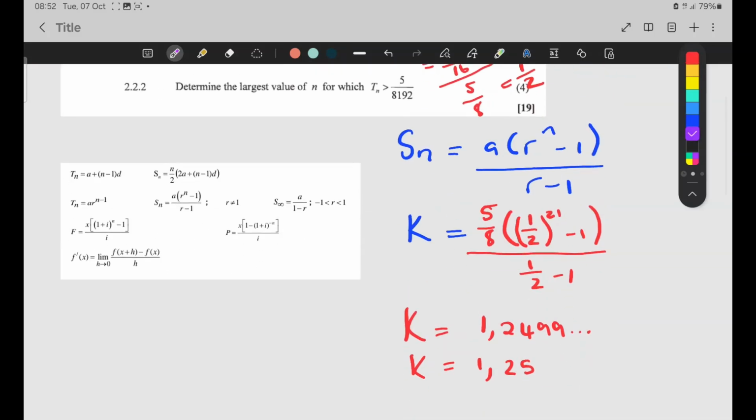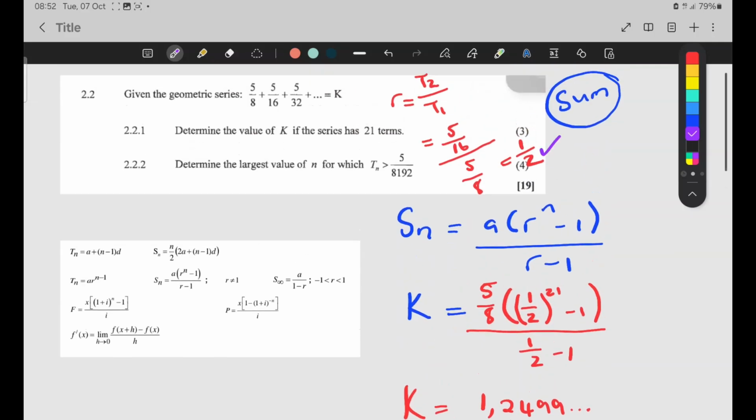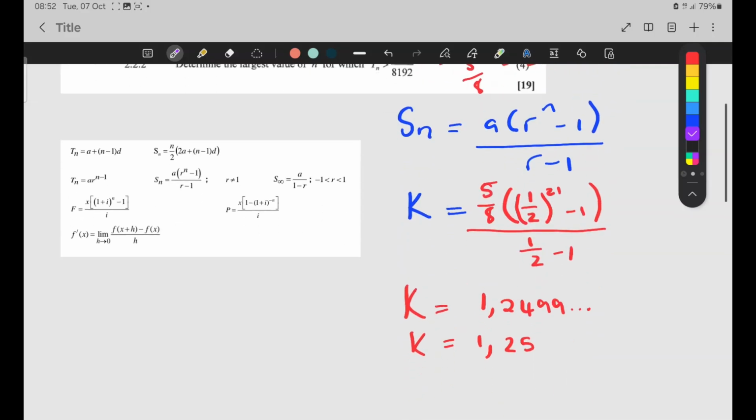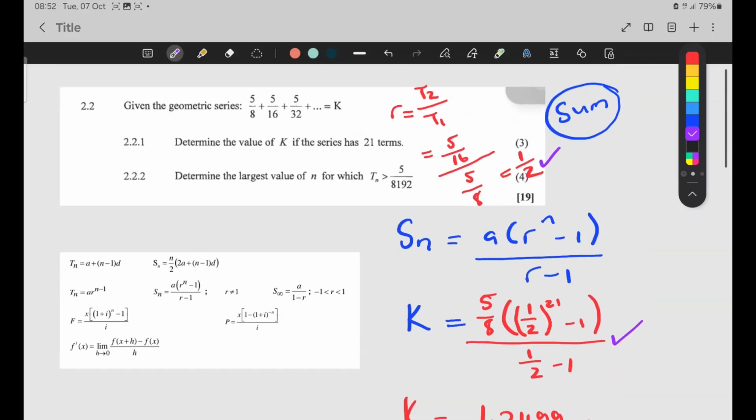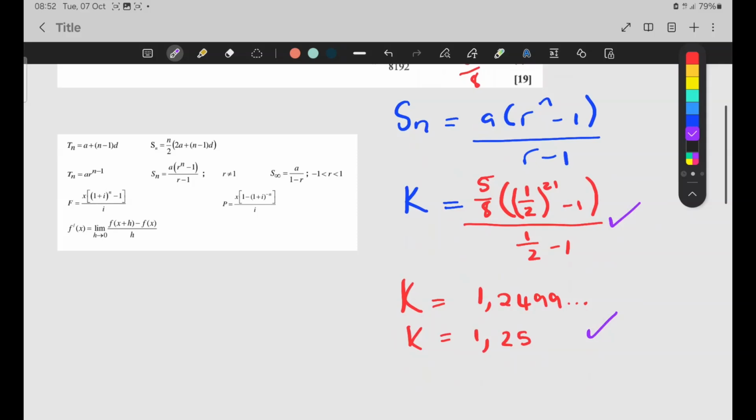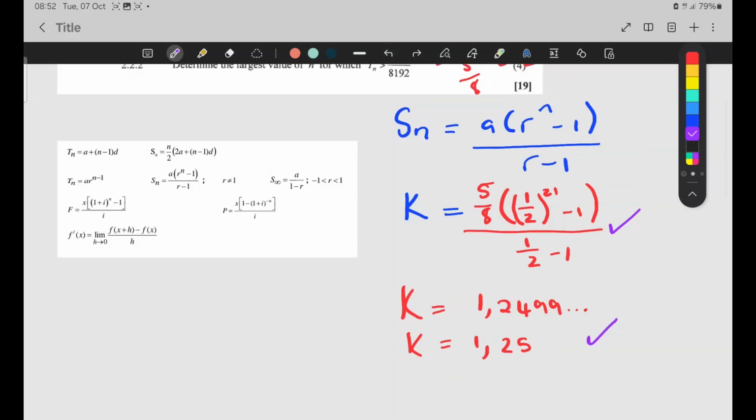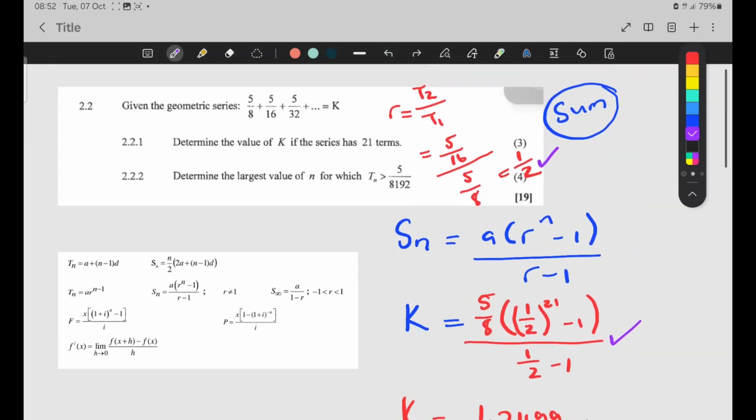Let's mark. If you worked out your r, that is a mark. Then if you use the correct formula and you substitute it, that's a mark. And then for your final answer, that is a mark. So remember, when you read your instructions, it always says round off to 2 decimal places unless stated otherwise. So that's why we round it off here. Okay, so let's go to the next question.